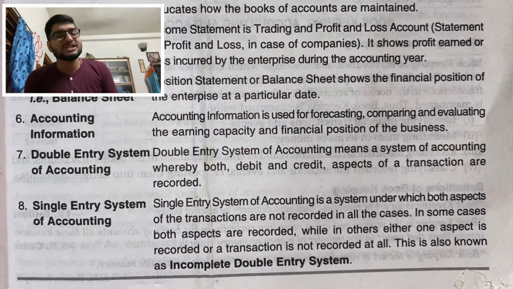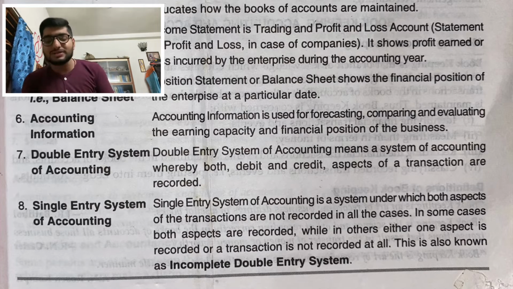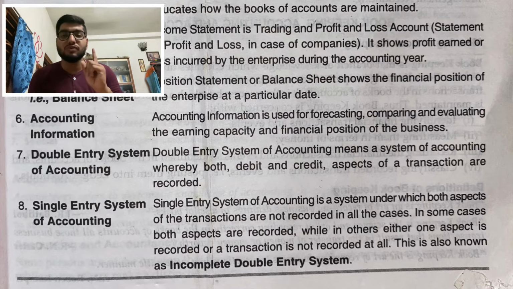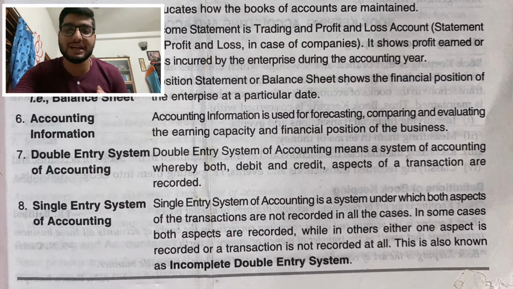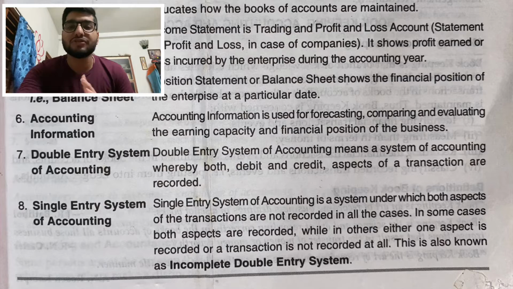Now is the single entry system of accounting. The single entry system of accounting is a system under which both aspects of the transactions are not recorded in all cases. In some cases both aspects are recorded, while in others either one aspect is recorded or a transaction is not recorded at all. This is known as the incomplete double entry system. That means when we record on one side only, not on both sides, it is called the single entry system. Okay, I hope you have understood up to this much. Then coming to the next part.